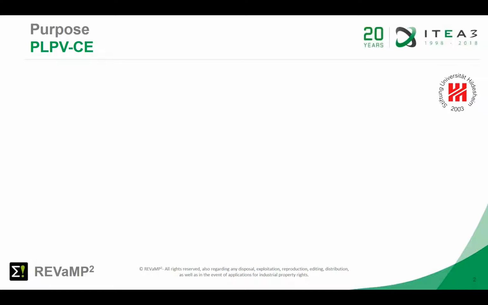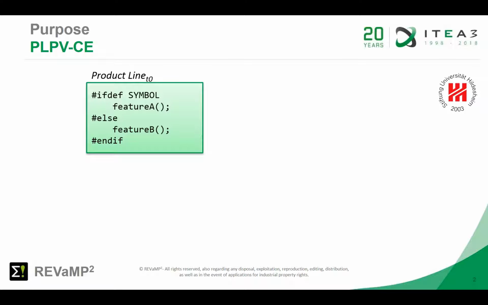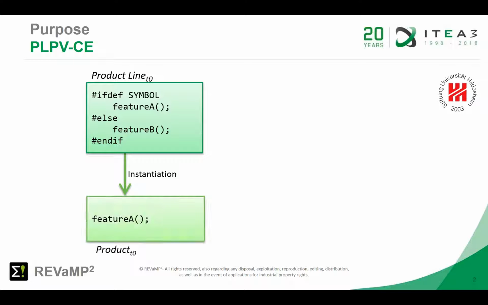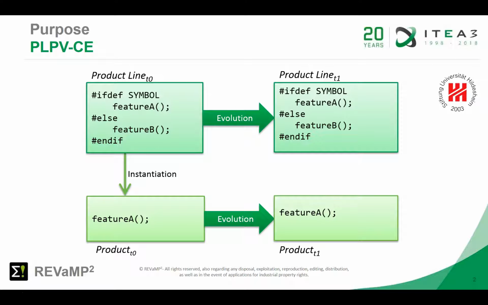As an example, consider a product line at an arbitrary point in time, which we call here T0. For a specific customer, we derive a particular product at the same point in time by instantiating the variable code such that only feature A is available in that product. Over time, the product line and the particular product evolve independently, which is a typical scenario in practice.